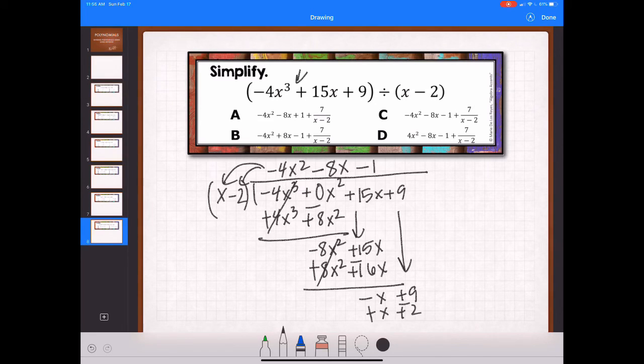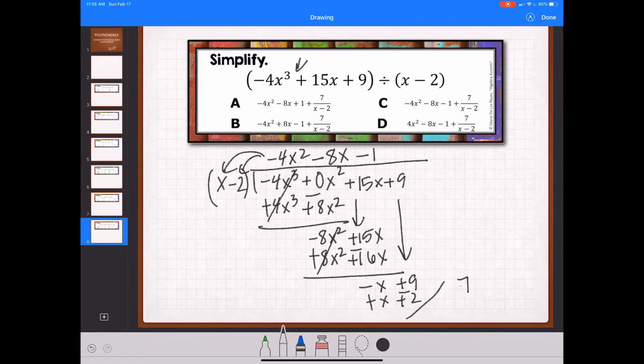Opposite, opposite. And our remainder is positive 7. So reattach plus 7 over x minus 2. So our quotient is negative 4x squared minus 8x minus 1 plus 7 over x minus 2.